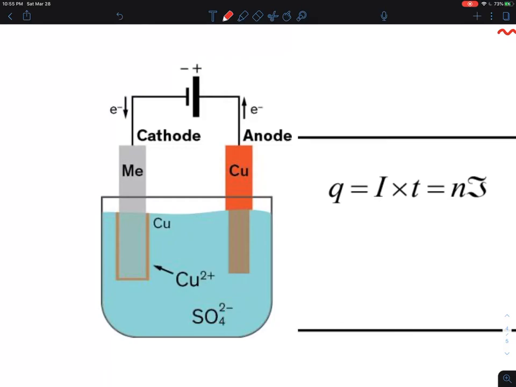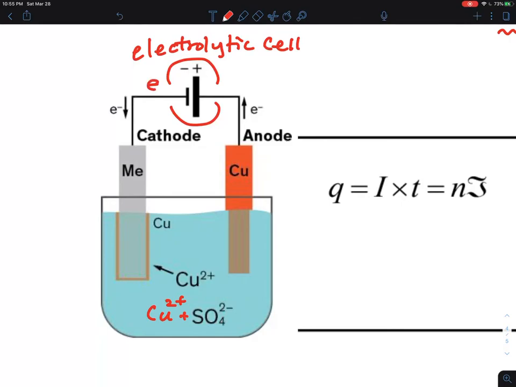So here's an example where you have a copper sulfate solution. Copper 2 plus and the sulfate are dissolved. It's this kind of bluish one. And this is just like the previous one. This is an electrolytic cell, right? So you apply the batteries, and the electrons are being supplied, and this is a negative terminal. Cathode is where the reduction reaction is happening.